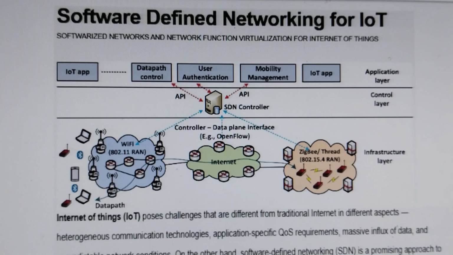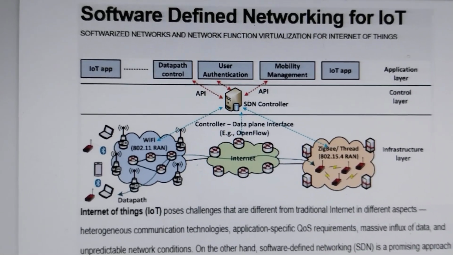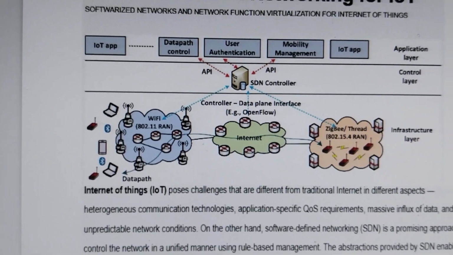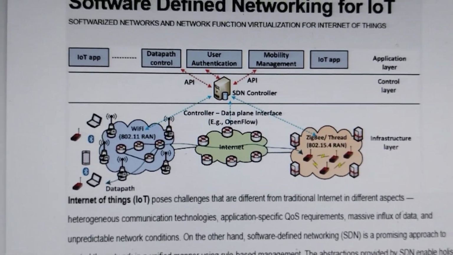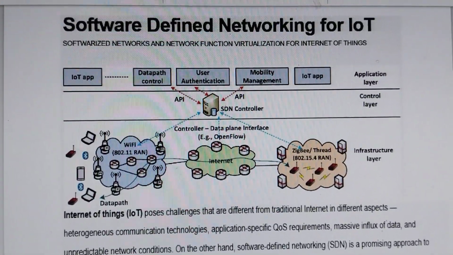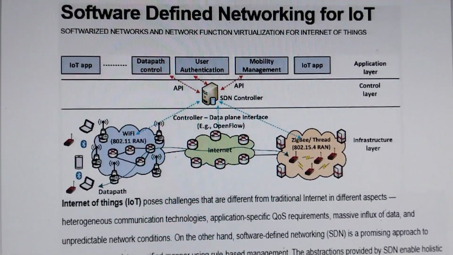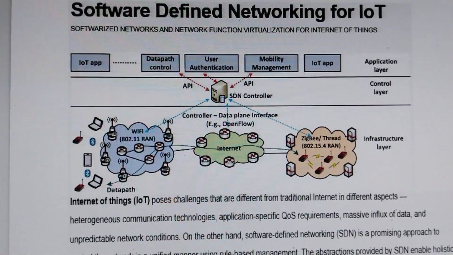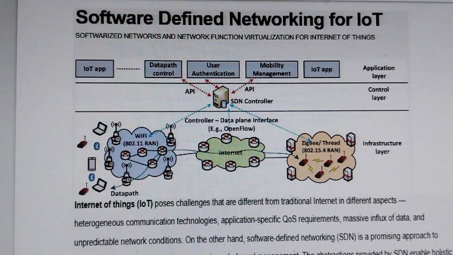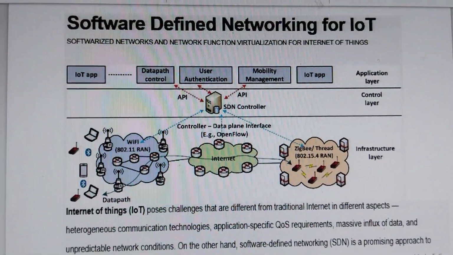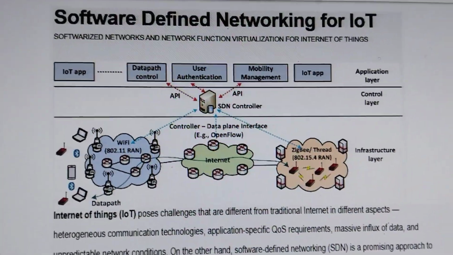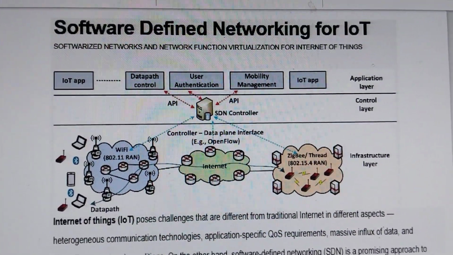And what about SDN controller? SDN controller acts as an interface between application layer as well as the infrastructure layer. The messages and signals passing from the clients will be received by the SDN controller API. It will send them to the different networks, Wi-Fi or internet or Zigbee or Thread, whatever it is. This is the block diagram of software defined networking for IoT.